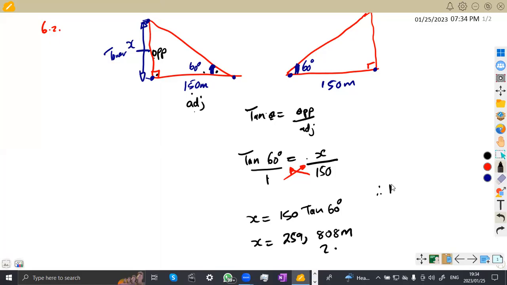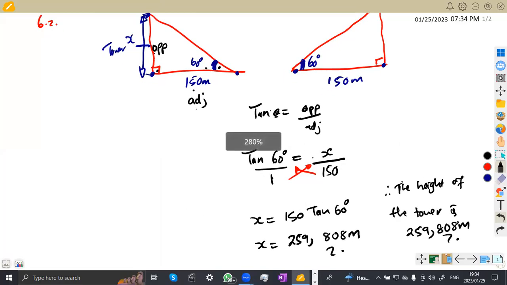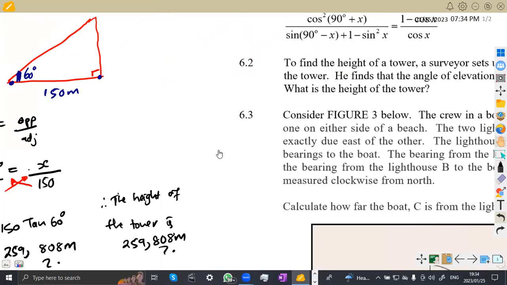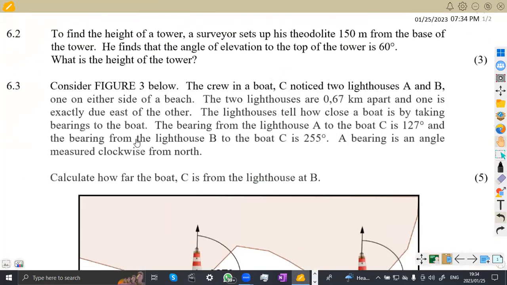So therefore, the height of the tower is 259.808 meters. Okay, so that's what we had from this typical question. It's very, very important, guys, that you work with these questions. So that was actually 3 marks.